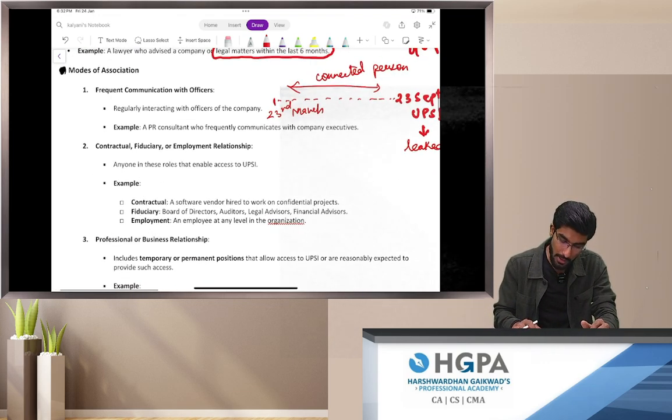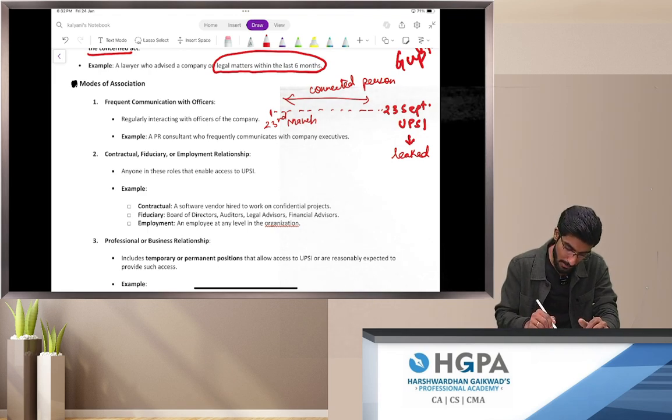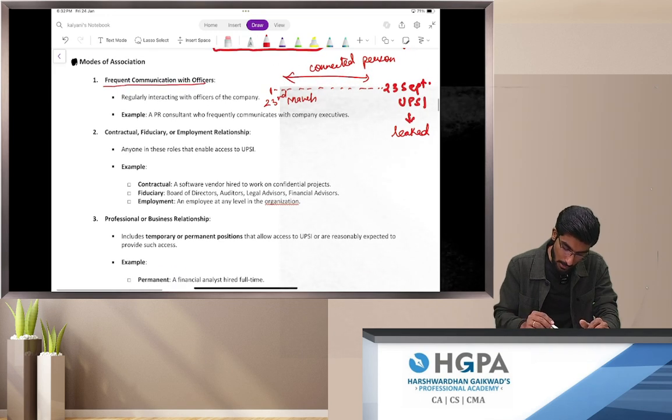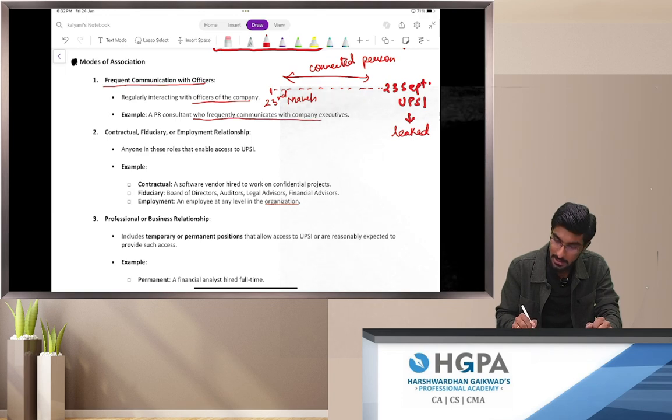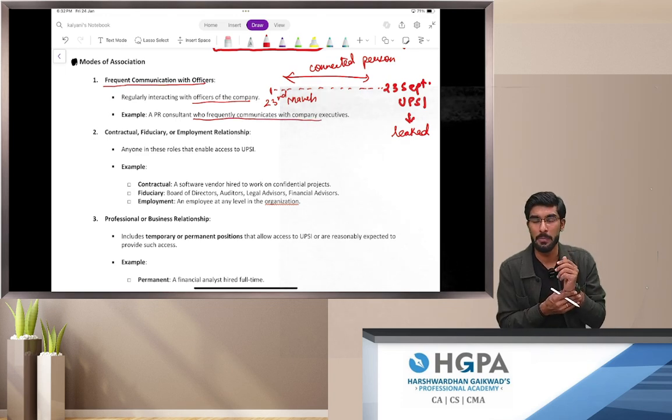Association means frequent communication with officers. Number one, frequent communication with officers, regularly interacting with officers of the company. Example, a PR consultant who frequently communicates with company executives will be a connected person.